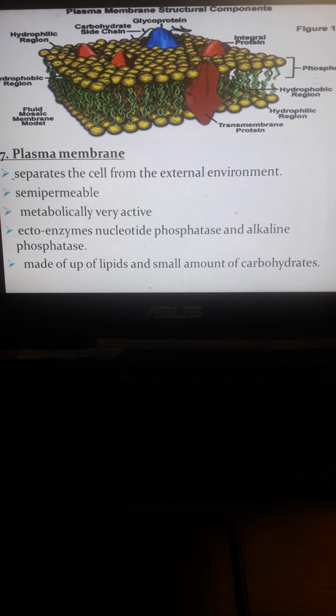Next, the plasma membrane. It separates the cell from the external environment. Okay, if this is the cell, this is the internal part, intracellular. We have the extracellular part. So this is the bilayer of phospholipids, semi-permeable because most water or fluid permeates through this bilayer of phospholipids, and it is metabolically active, very active, because of the different materials that cross the cell membrane.